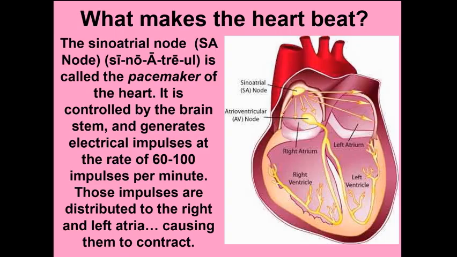So moving on, let's learn about how the heart makes the heart beat. Well, the sinoatrial node is called the pacemaker of the heart. It is controlled by the brainstem and generates electrical impulses at the rate of 60 to 100 impulses per minute. Those impulses are distributed to the right and left atria, causing them to contract.